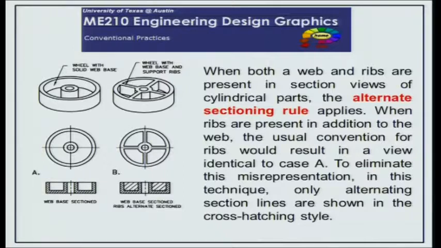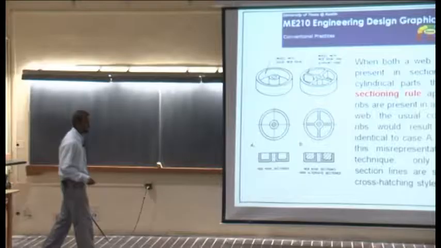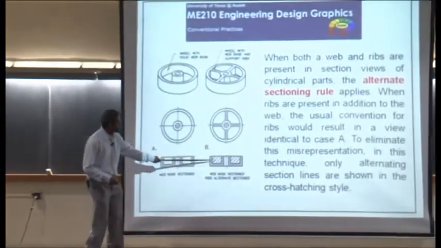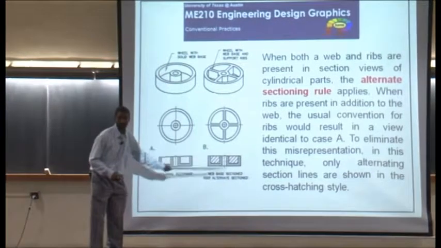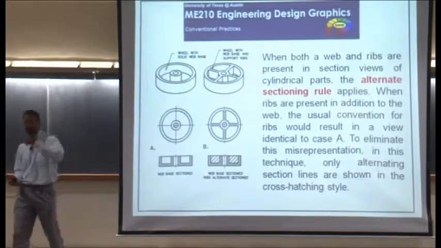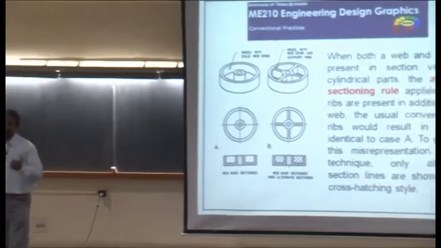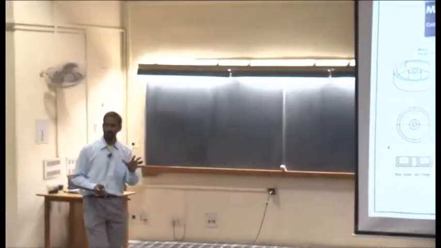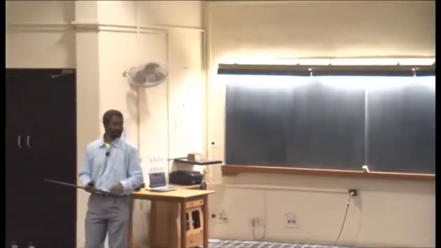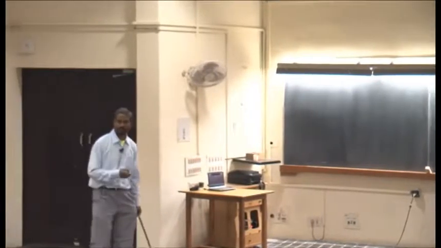In this technique, only alternating section lines are shown in the cross-hatching style. So these guys, they are also sectioned. All right. So even if the section plane is parallel to the ribs, in this case, to avoid the misrepresentation between these two cases, the ribs are sectioned.